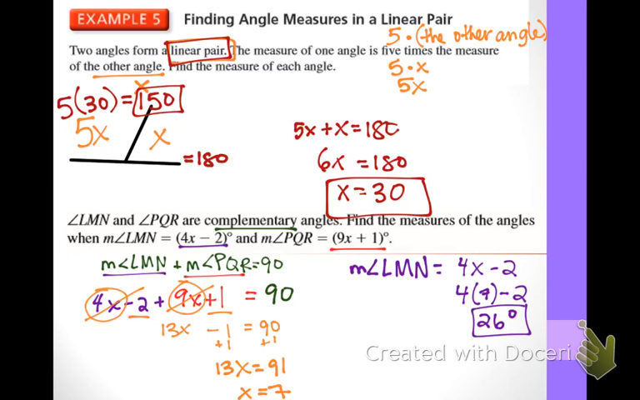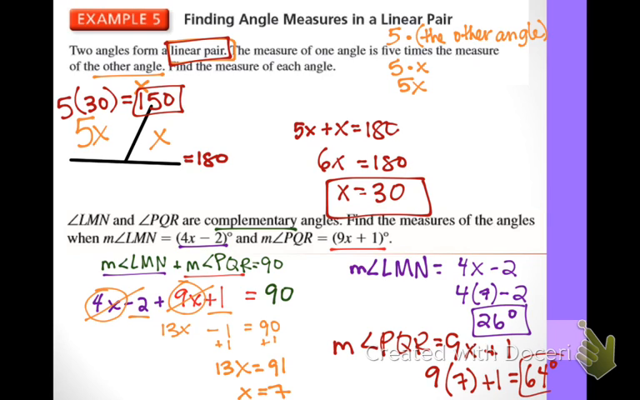So by what Justin said, which I don't disagree, we should know generally what our next answer should be because it will be 90 minus 26. So our answer should be 64, but we got to plug it in just to check. So the measure of angle PQR, it was 9x plus 1. So 9 times 7 is 63, plus 1 is 64. Do those two numbers add up to 90? Yes, they do.